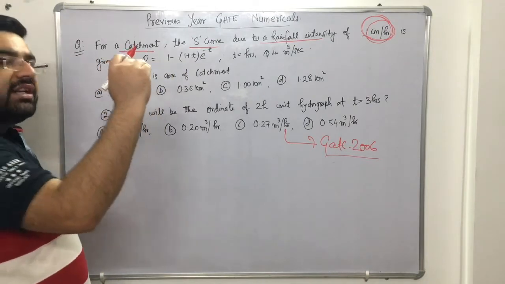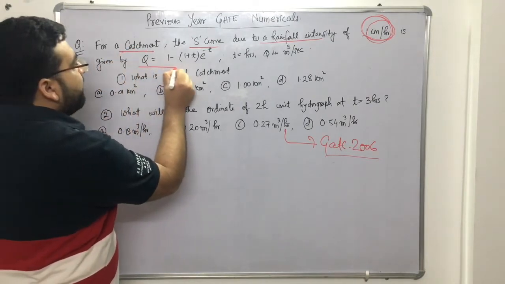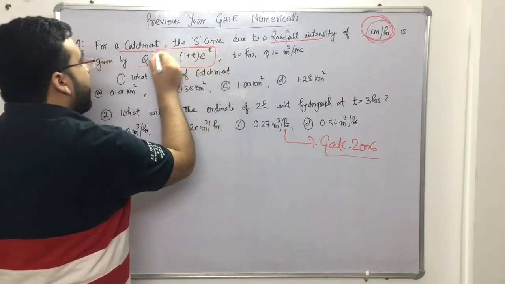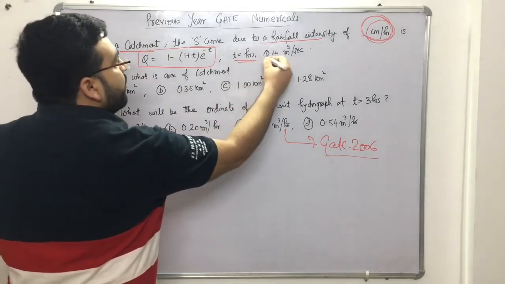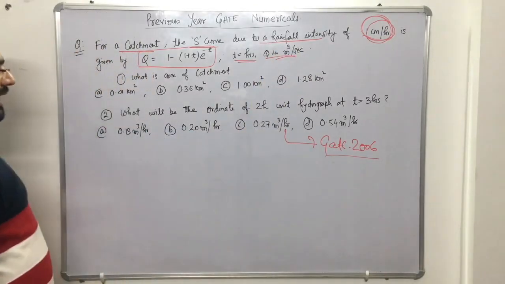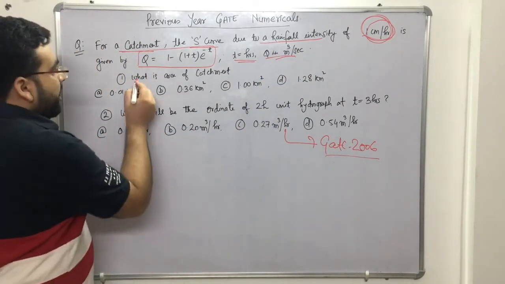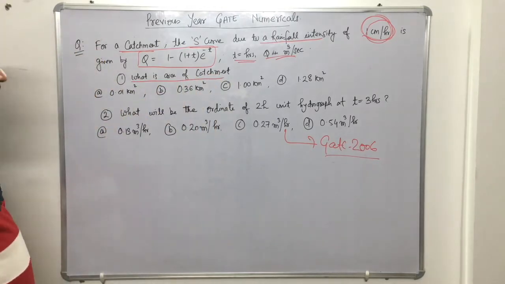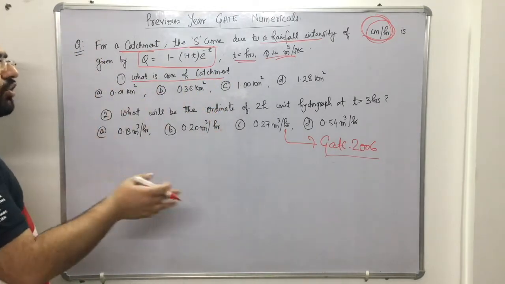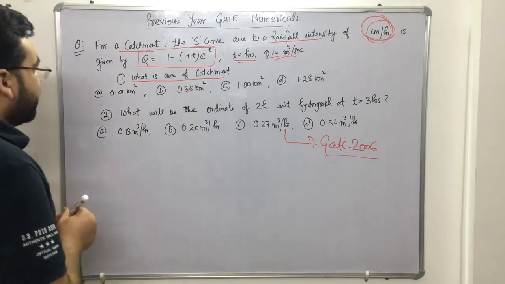So in the S curve we have the discharge, Q is equal to 1 minus (1 plus T) e raised to the power minus T. T is in hours, Q is in meter cube per second or cumec. So the first question is, what is the area of catchment? Without studying the second question, let us solve the first question first of all.